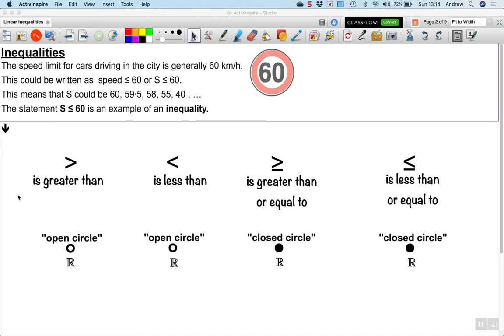Or we could just change the word speed into S. S is less than or equal to 60. And of course we know what this means. It means that the speed can be 60. It can be 59.9, 59.5, 58, 55, 40, so long as it's not above 60. So the statement S is less than or equal to 60 is an example of an inequality.